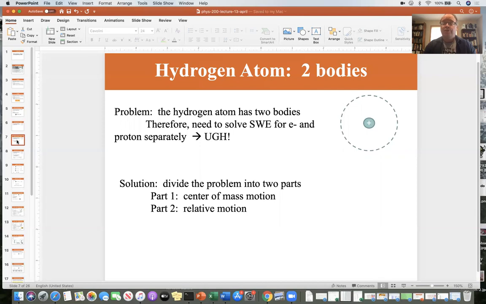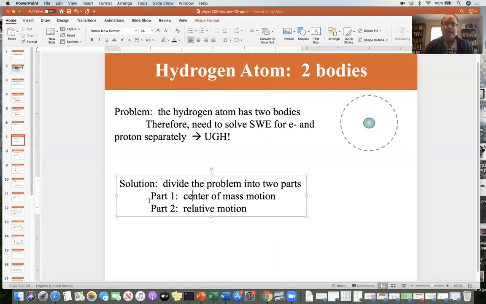Now, our solution, though, is to divide the problem into two parts, just like we do in classical mechanics. If we have some object here that's rotating and it's translating, what we do is we divide the problem into two parts. We talk about the translation of the center of mass and then the rotation about the center of mass. And so that's our goal here as well, is we want to break up our problem into the center of mass motion, part one here, and then part two, the relative motion.